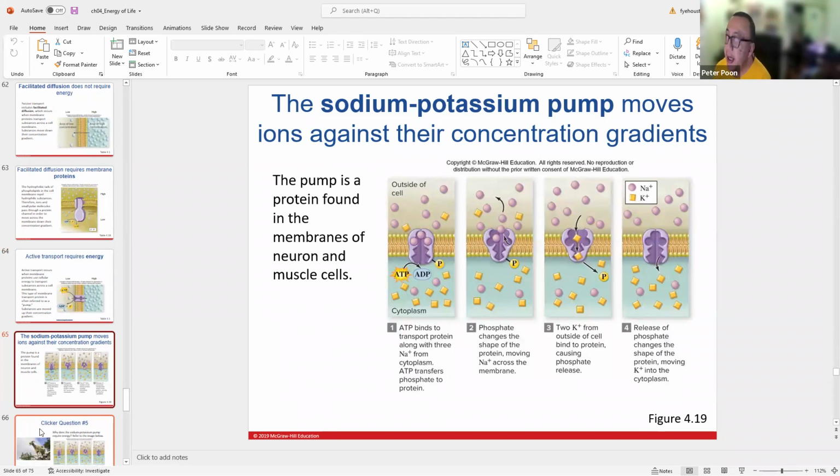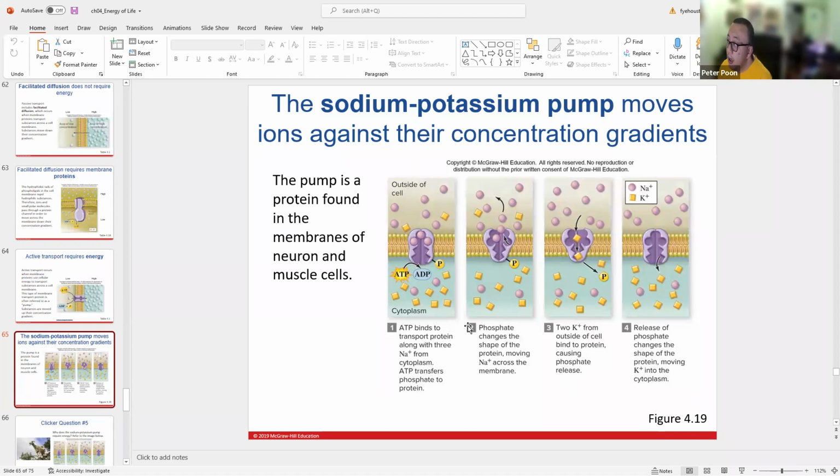So one of the most important pumps in the body is something called a sodium potassium pump. Okay. All your cells have this pump. You pump out the vast majority of the sodium out of the cell, and you pump in the vast majority of the potassium into the cell.